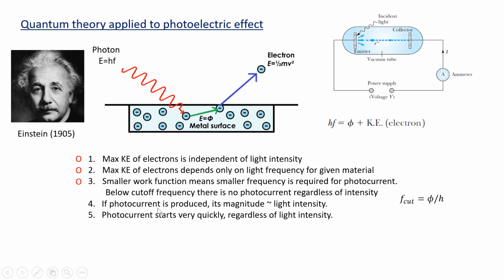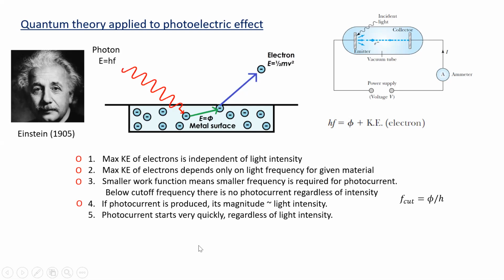If photocurrent is produced, its magnitude is proportional to the light intensity. Does that line up with the quantum theory? Yes, it does. If photons are coming in and each of them has enough energy to liberate an electron, then if we increase the light intensity, there's lots more of them, we're going to get lots more electrons coming off. So that works as well.